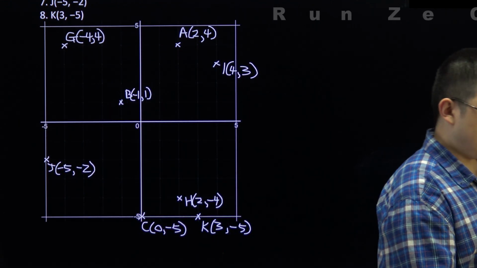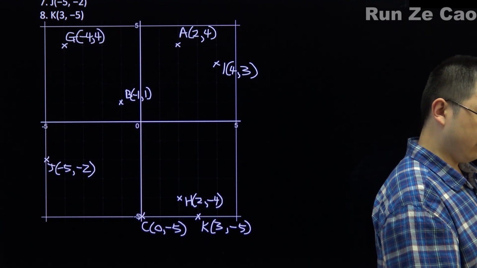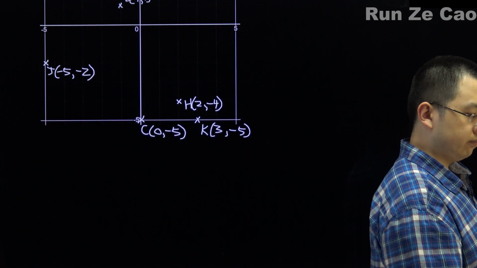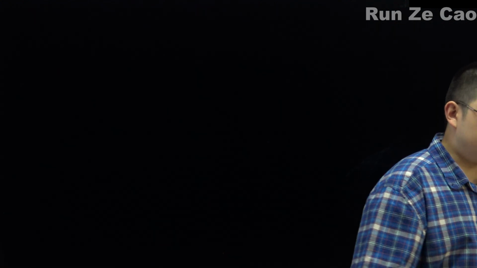All right then. How many points have we done? We've done 8, and we had 8 points to label. Wonderful. Now, hopefully, this chapter was a good review of integer operations and also of plotting on a coordinate grid. So, that's it for this chapter. See you next chapter.